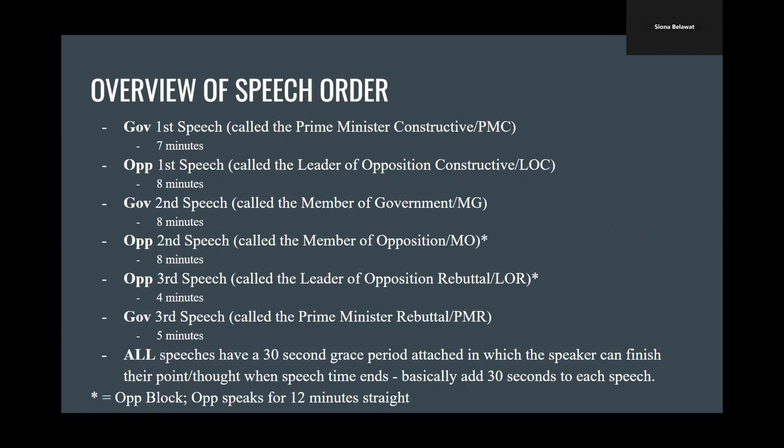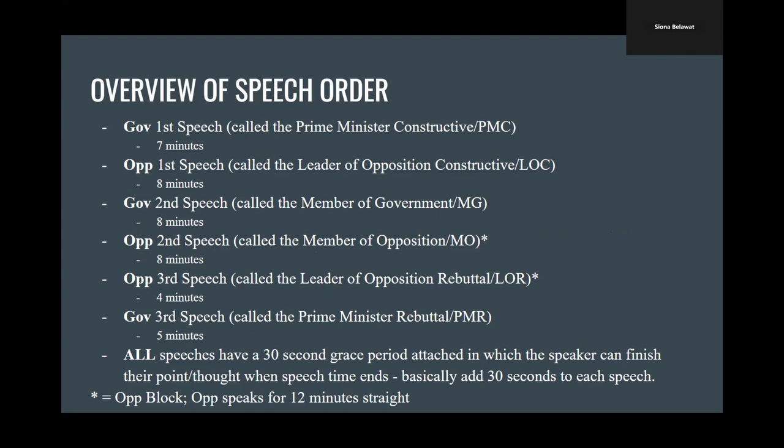And quickly, the overview of the speech order is the government first speaker gives the first speech, which is called the PMC or the Prime Minister Constructive, that is 7 minutes. Then it's the Op first speaker giving the Leader of Opposition Constructive, which is 8 minutes. Then there's the Gov second speaker giving the second speech, 8 minutes. Op second speaker gives the Op second speech, which is also 8 minutes.